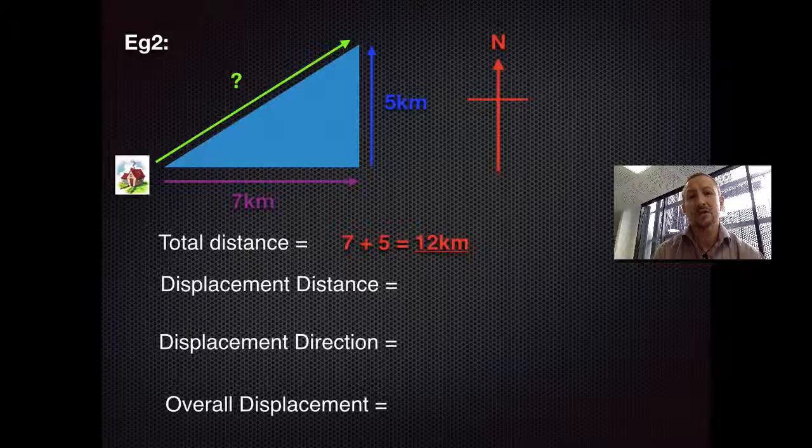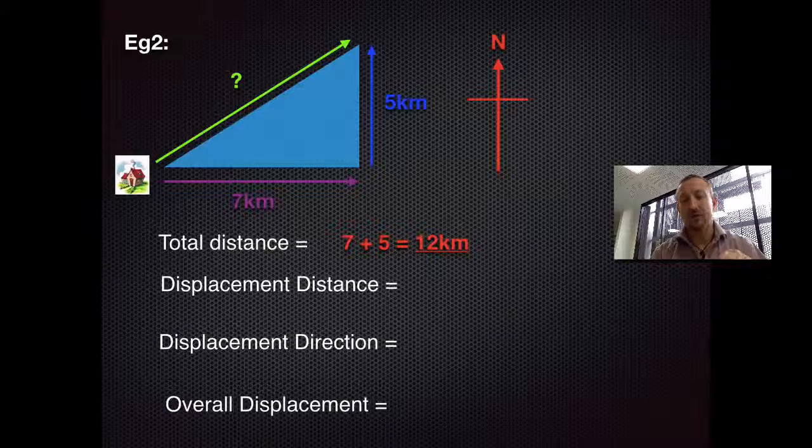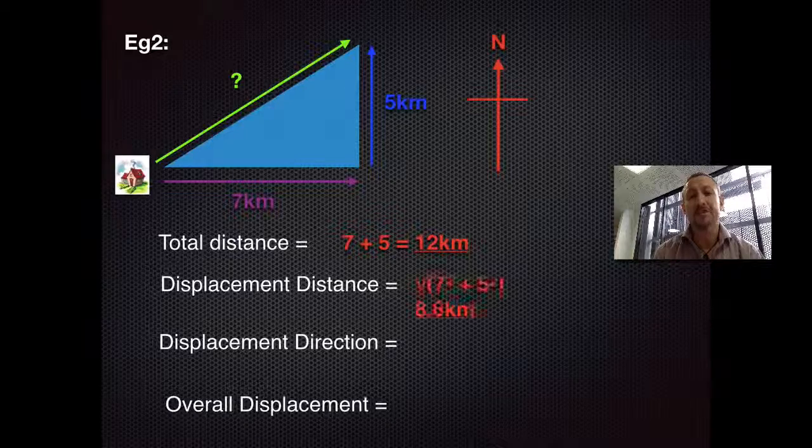In order to work this out, we've got a right angle triangle, so I use Pythagoras, which is a squared equals b squared plus c squared. I've got my two vertical and horizontal components, so it's the square root of the squares of those two lines. So it's the square root of 7 squared plus 5 squared, which gives me a total displacement distance of 8.6 kilometers. That's the green line.